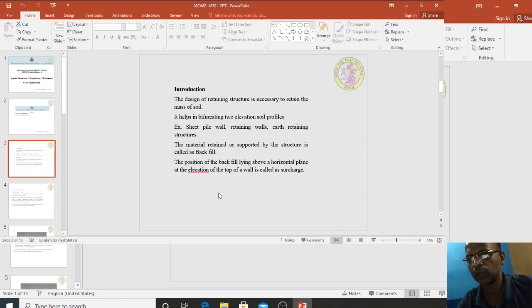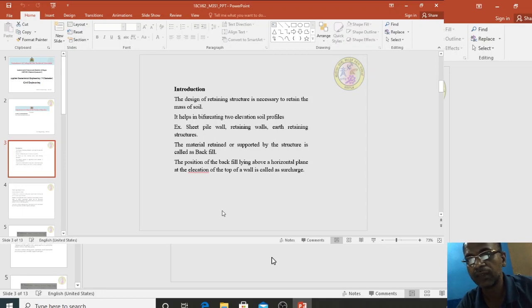Whenever there is a difference in elevations, to bifurcate the difference in elevation, suppose this is the ground, this is one elevation and this is another elevation. To have a difference in the elevation, we construct a retaining structure, where the backfill will be the soil. It helps in bifurcating the two elevations of the soil profile. Examples are sheet pile wall, retaining wall, earth retaining structure, etc.